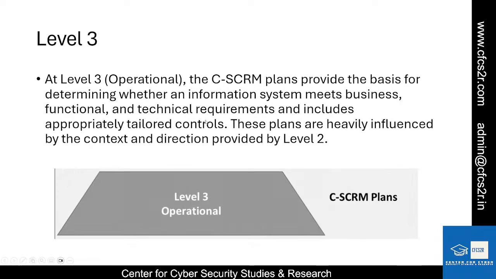Then we have level three, the operational side. The SCRM plans provide the basis for determining whether an information system meets business function and technical requirements and includes appropriate tailored components. If these components are not there, we have already seen that there is a feedback mechanism. At level three, the feedback mechanism could be activated, and the data could be shared with the different levels, whether level one or level two, because inter-level and intra-level communication is always available.